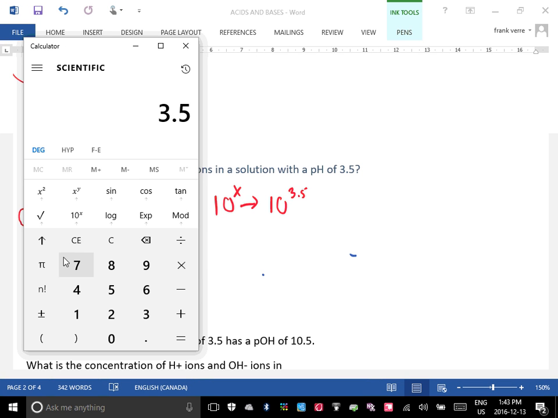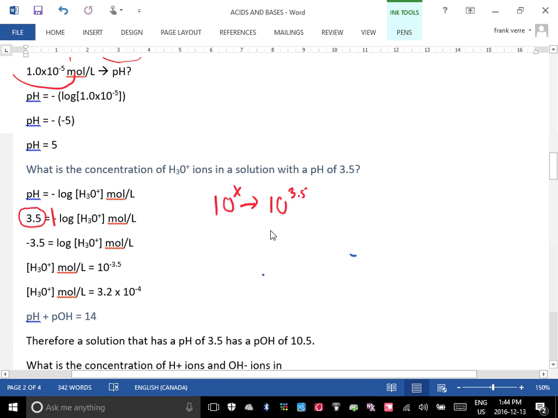What's 10 to the power of 3.5? Well, that is, I don't know if you can see that, 3,162. Sorry, I apologize. It's supposed to be negative 3.5. Forgot that. Okay? Because remember, it's a negative sign here. So let's do that again.